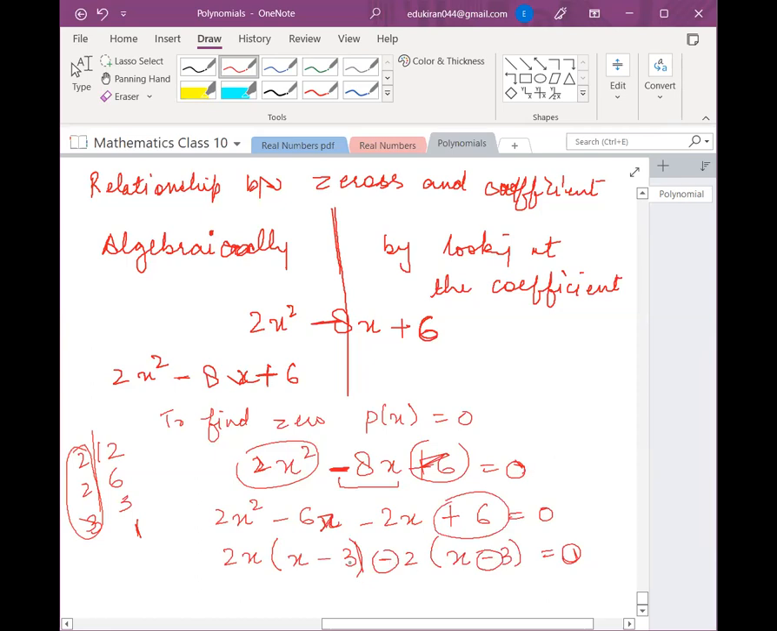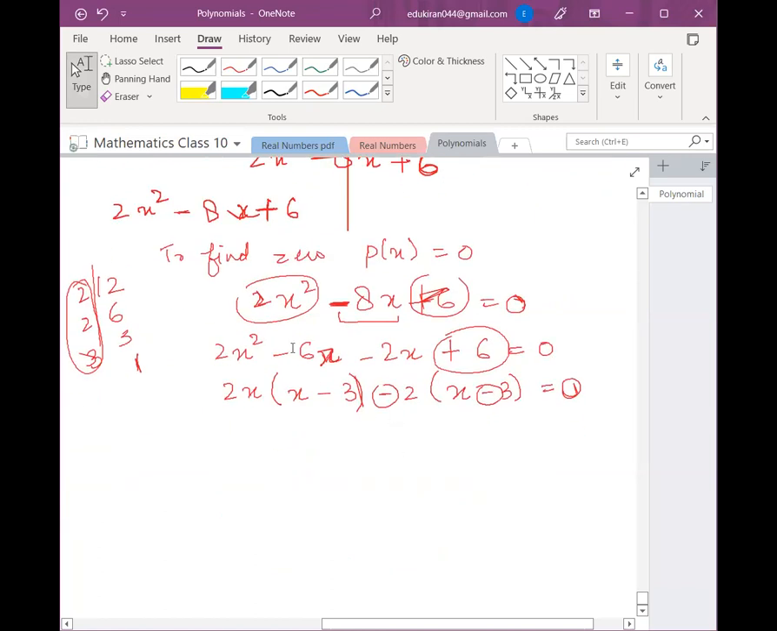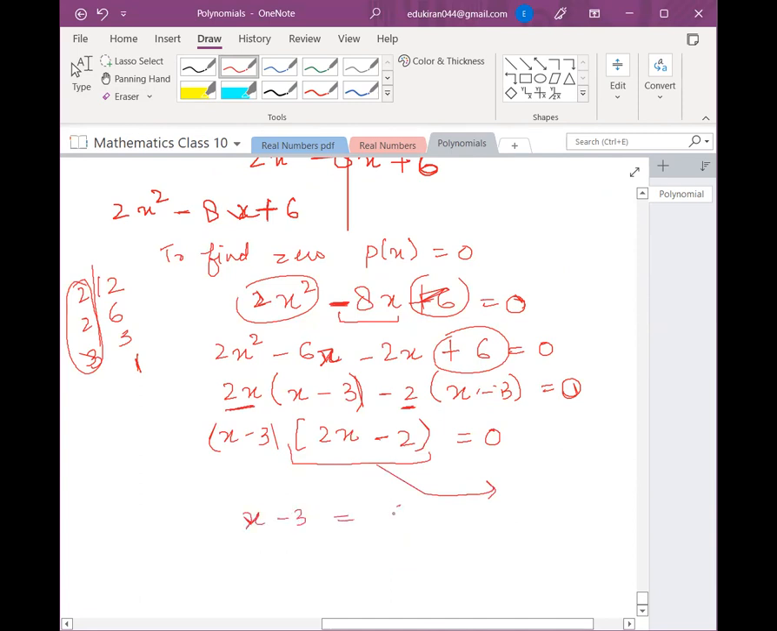Now both the terms have x minus 3, so I can take x minus 3 common from both the terms. Let me just erase this thing. Now x minus 3 is there in both the terms. So I'm left with 2x here, and here only minus 2, is equal to 0. Clear? Okay. So one time what I'll do is I'll bring this thing in the denominator. So I get x minus 3 is equal to 0 upon 2x minus 2, right? So that means x minus 3 is equal to 0 and x is equal to 3.